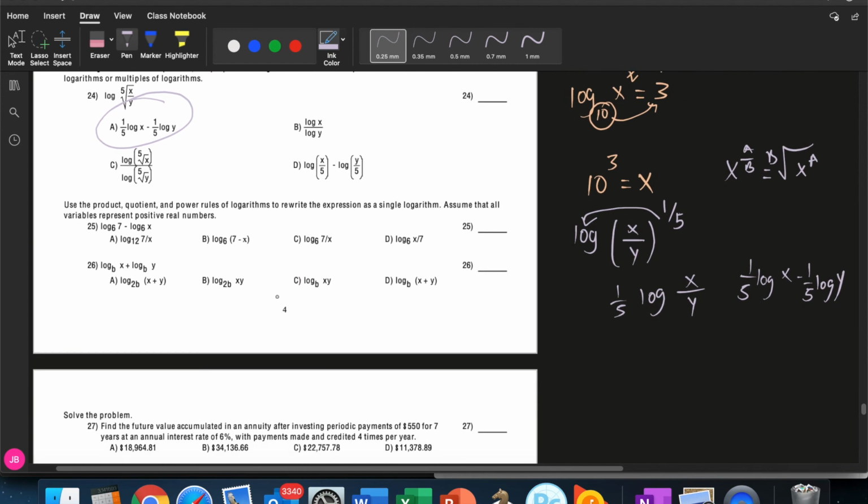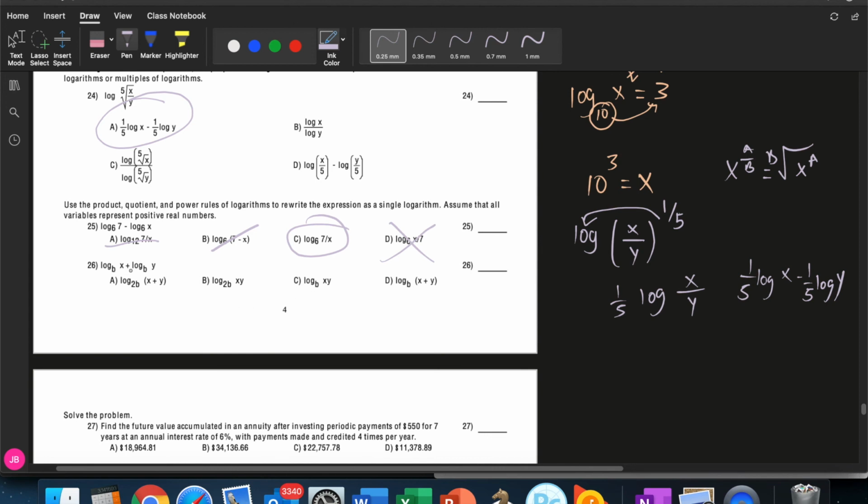We have 25. Okay, so 25 is actually asking us to combine them as a single logarithm. Again, if we're subtracting two logarithms, then we can go ahead and divide their arguments inside. So log base 6, they have the same base, of 7 divided by x. Not that one, that has the wrong base. No, we're not subtracting, we're dividing. 7 came first, so 7 is the one on top, not the one on the bottom.